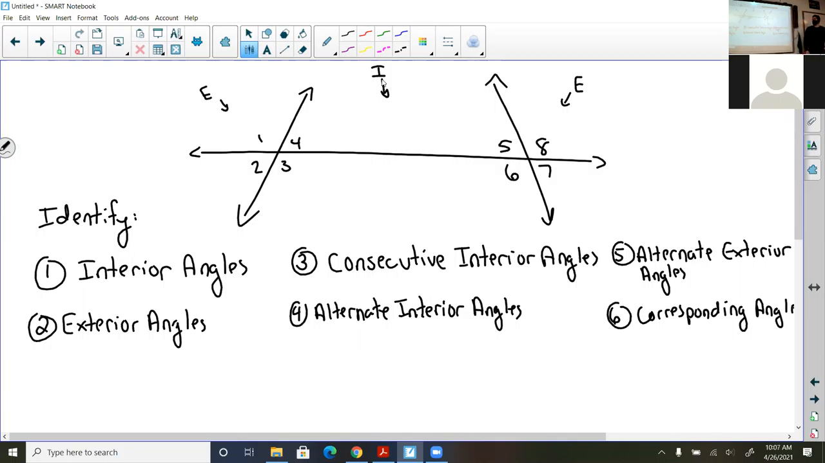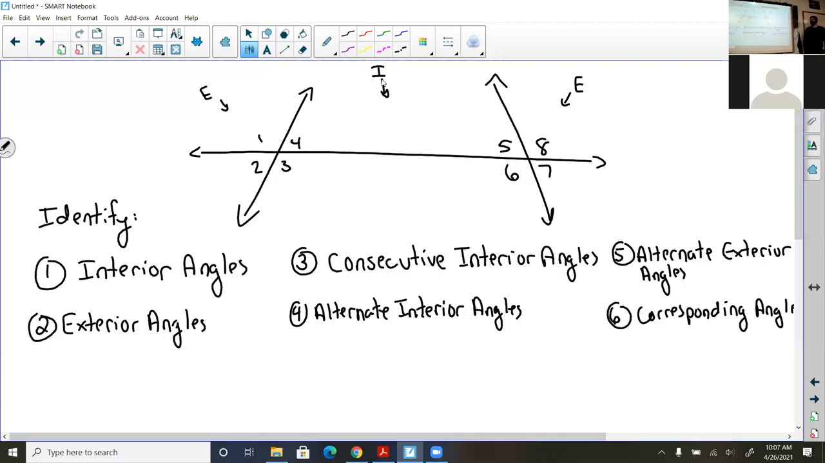Alternate interior angles, they would have to be interior. They would have to be on opposite sides of the transversal and they can't be next to each other. So 3 and 4 are on opposite sides of the transversal, but they are next to each other. So that means that they cannot be alternating interior angles. However, 4 and 6 can be alternating interior because they're on the opposite sides and they're not next to each other. 3 and 5 are also alternate interior angles.